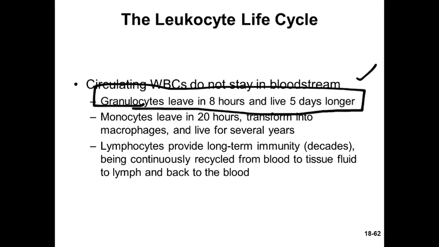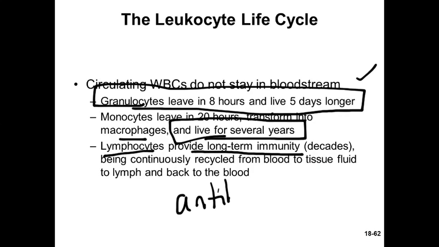Monocytes will leave in about 20 hours and become macrophages. Now, the macrophages can live for several years. So these cells are long-lived. And the lymphocytes also are long-lived because they're the ones that are going to give you long-term immunity. So the reason you get a vaccination is to activate lymphocytes, which are going to make your antibodies. And those antibody-producing cells are the lymphocytes, some of the B lymphocytes, and they can hang around in your body for decades. So they're going to be around for a very, very long time.